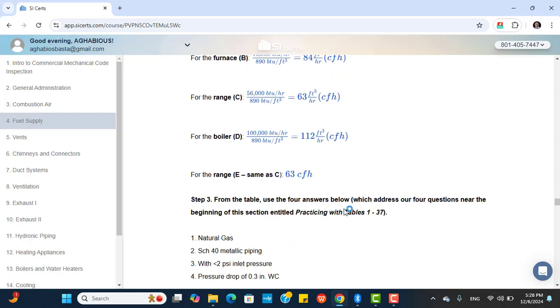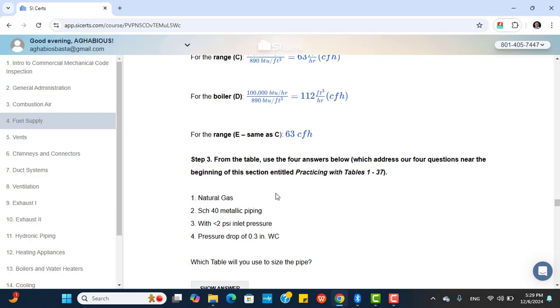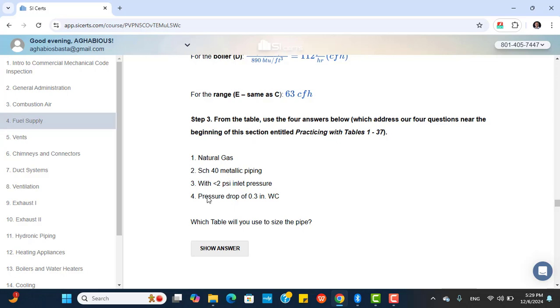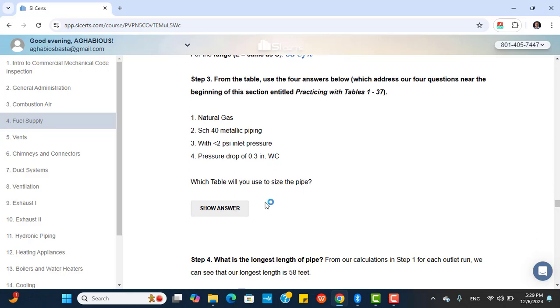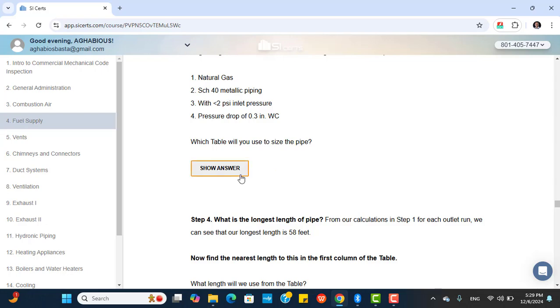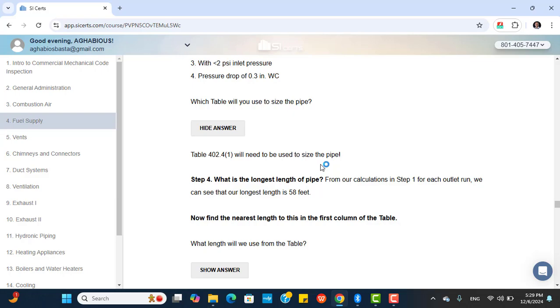Step 3. Use the answers below to address our four questions near the beginning of the section entitled Practicing with Table 402.4.1. Natural gas and Schedule 40 metallic piping with less than 2 psi inlet pressure. Pressure drop is 0.3-inch water column. Which table will be used to size the pipe? The answer is Table 402.4.1 will need to be used to size the piping.